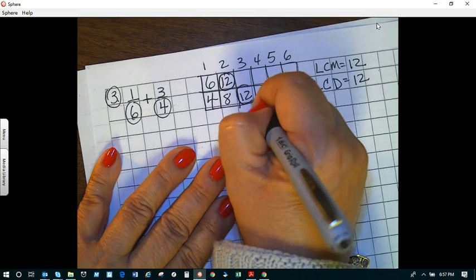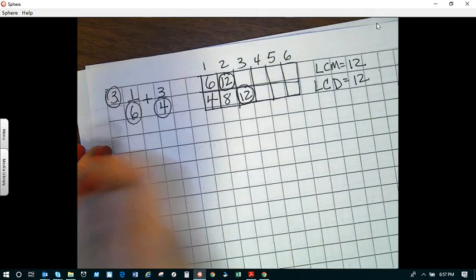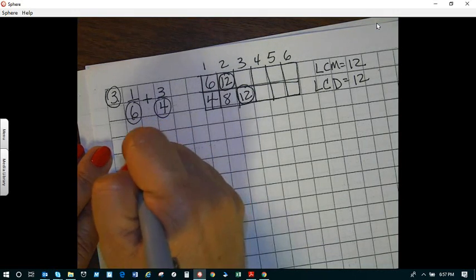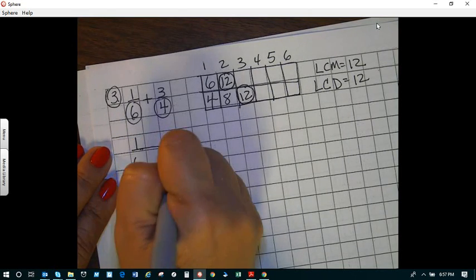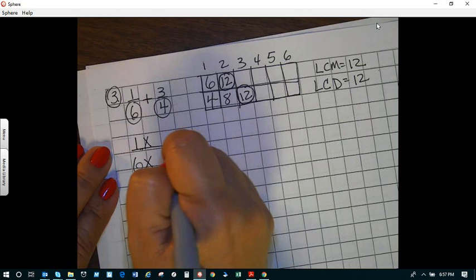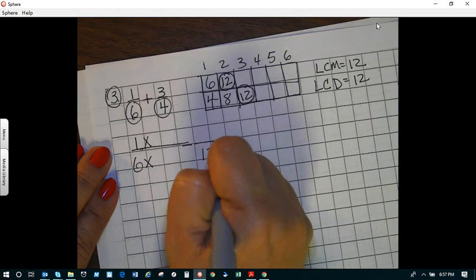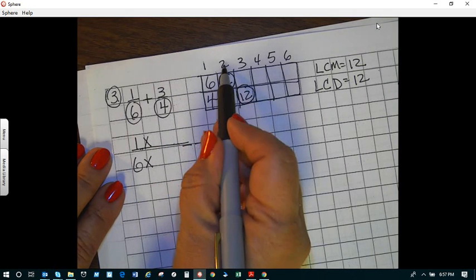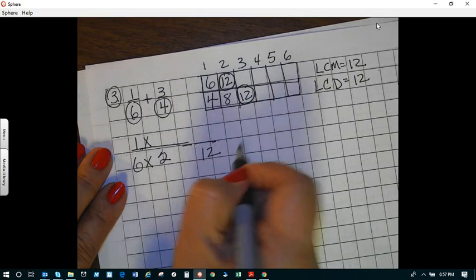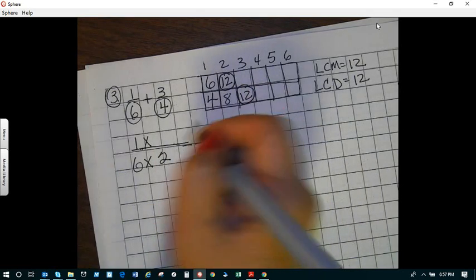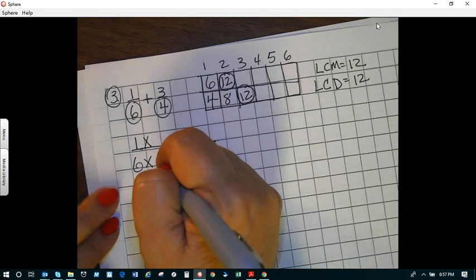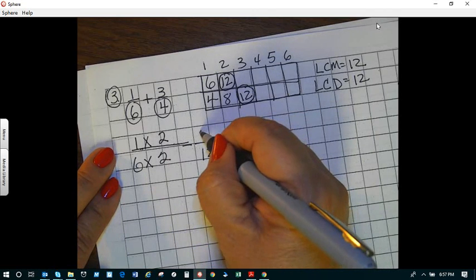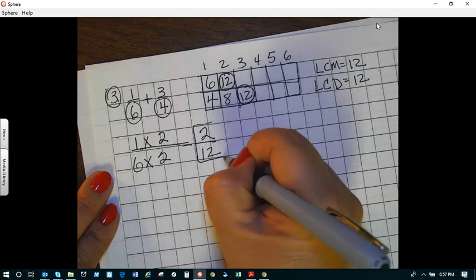So here is my new denominator. It's 12. Do I have any denominators over here that are 12? No, so I need to change those. So now I have 1/6. Stretch that out. I'm going to put my multiplication, because I need to change it to a 12. 6 times what equals 12? Well, I already know 6 goes into 12 2 times. Now 6 times 2 is 12. We talked about today how whatever we do to our denominator, we have to do to our numerator. So I'm going to multiply that by 2. 1 times 2 is 2. So there is my new equivalent fraction.